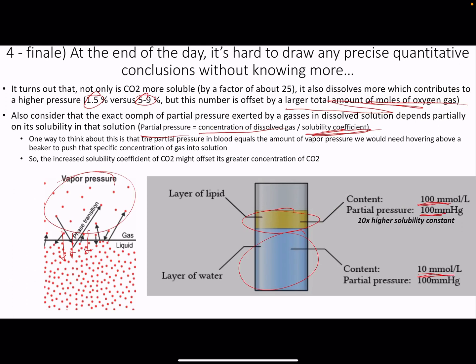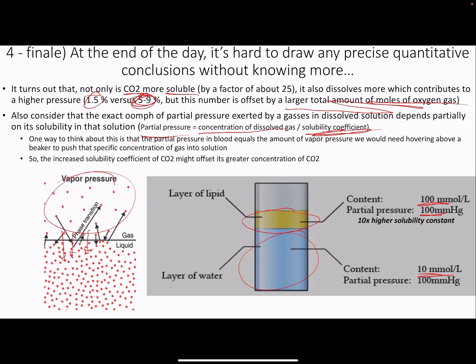All of this to say that at the end of the day, I don't really have a good answer. I mean, it's really difficult to get any precise quantitative conclusions without knowing the weights and balances of different considerations. But just, I guess, 2 last things. So not only is CO2 more soluble, so being more soluble just means that we can squeeze in more CO2, or at least more easily with less pressure. But it's actually also dissolved more. Remember that solubility and being dissolved are different.